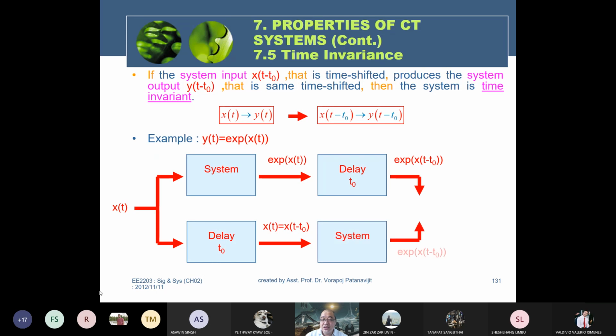Next, you shift first. x(t) becomes x(t minus t naught), and then you process it. Processing gives the exponential of x(t minus t naught). You can see that in this case, the outputs of both are identical. If it's identical, you can state that the system is time invariant.